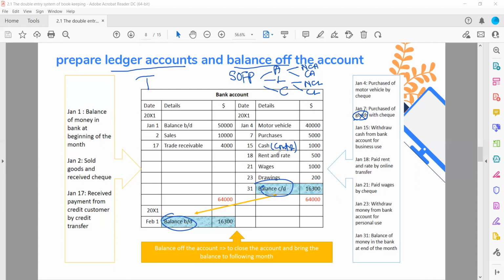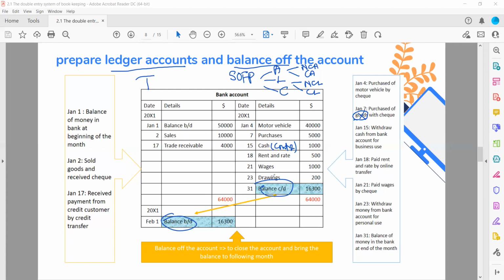Rent and rate. Rent and rate means the rental that we pay. Rate is like a license that we pay. Some pay yearly, most of it is yearly, the rent and the rate. Rent is normally by month. So this transaction shows that on the 18th, we pay rent and rate. Maybe we use online transfer. Once it's online transfer, it goes to the bank account. On the 21st, wages credit 1,000. Pay wages by check means give salary to the worker.